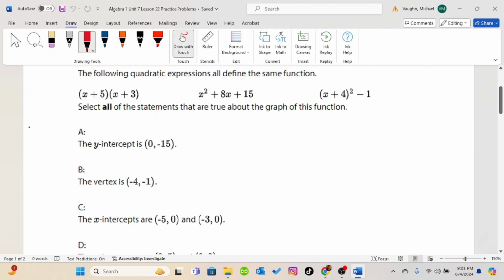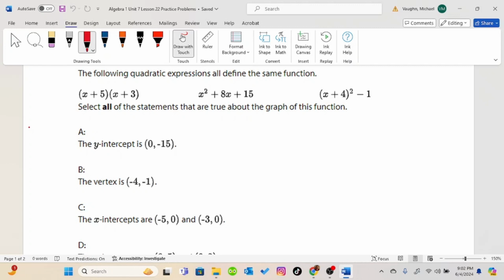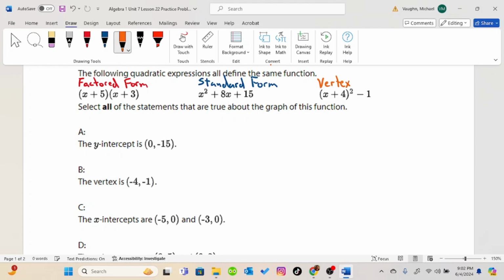So in our first practice problem, it says the following quadratic expressions all define the same function. First, they've given it to us in factored form. Next, they've given it to us in standard form. And third, they've given it to us in vertex form. And each of these forms is handy for finding something different.